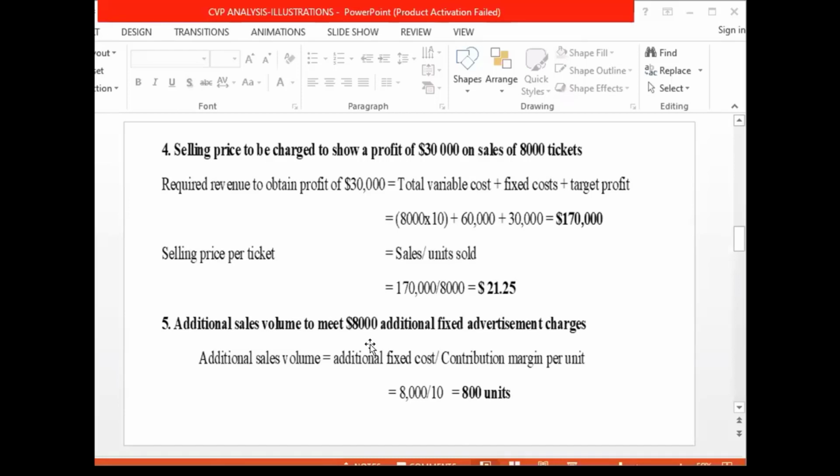So required revenue to obtain that profit equals total variable cost plus fixed cost plus target profit. Our total variable cost is that, plus fixed cost is 60, plus target profit, which is 70. So selling price per ticket is 170, the sales, divided by the units to be sold, and you get your selling price. So we can do that again here.